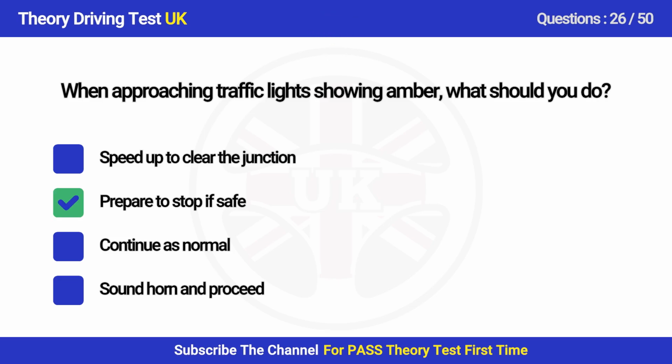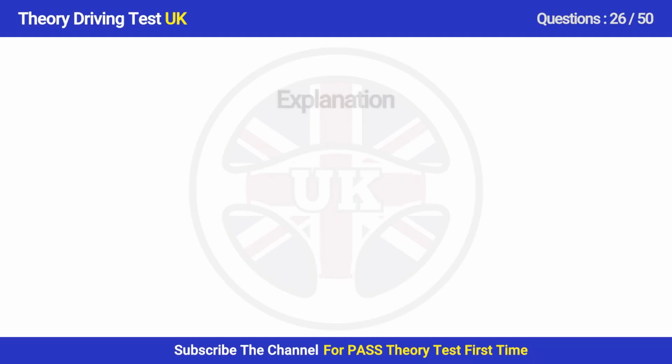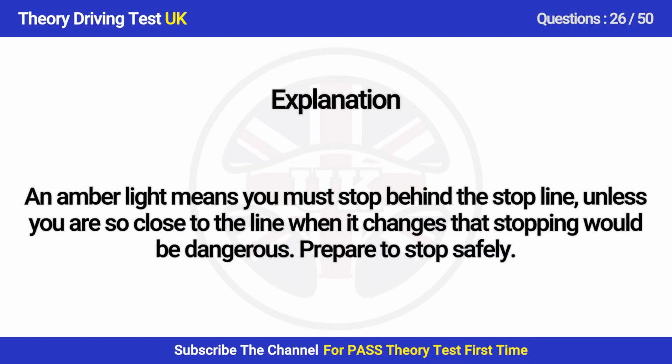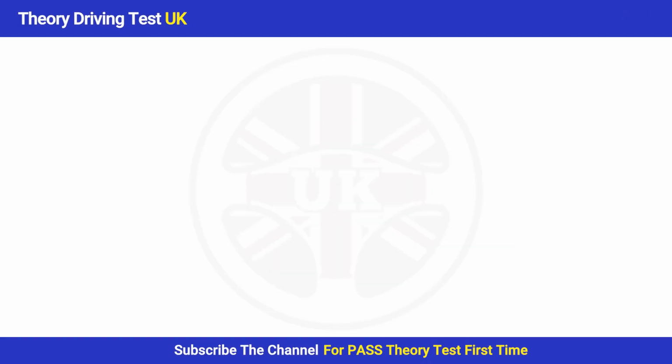Answer is B. Prepare to stop if safe. An amber light means you must stop behind the stop line, unless you are so close to the line when it changes that stopping would be dangerous. Prepare to stop safely. Question 27.